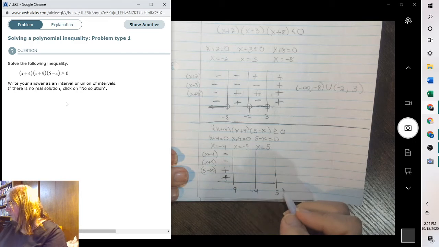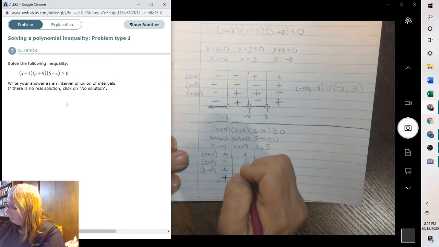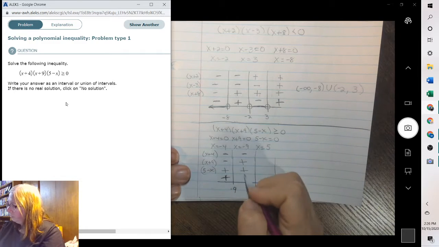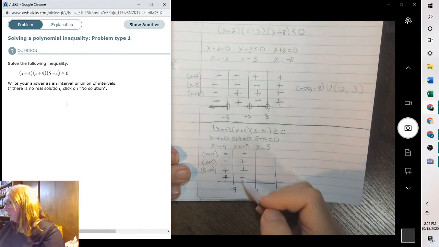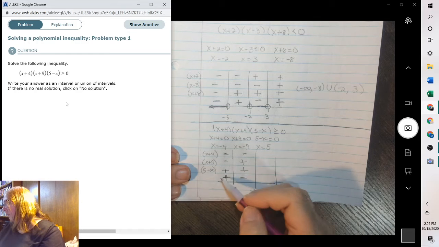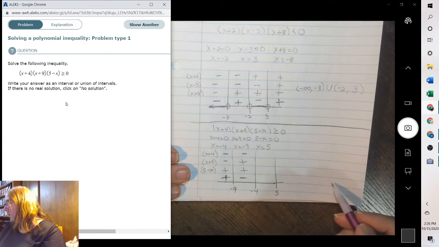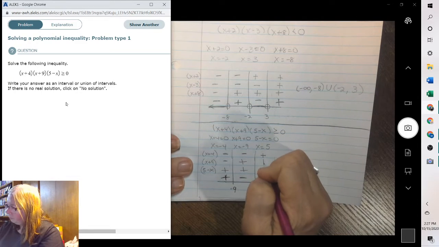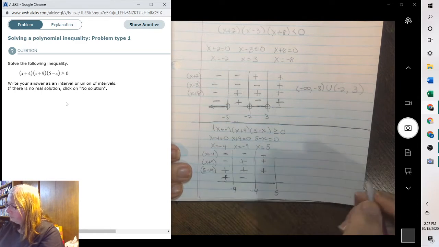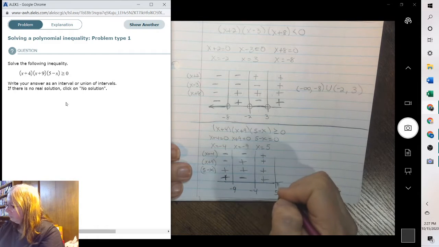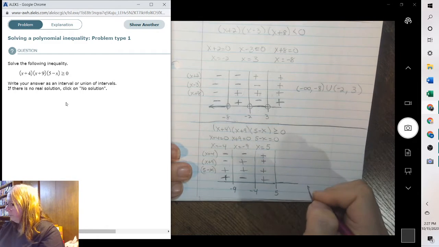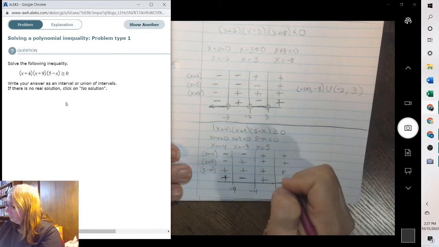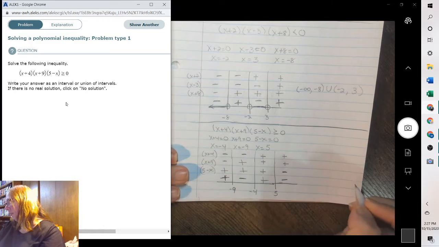Between -9 and 4, we could do -6, negative, a positive, and a positive. Multiplying these, we get a negative. Now, unless there's a double root or an even multiplicity, these should alternate. We can do a 0, we get a positive, and a positive, which gives us a positive. And the last one above 5, 10, positive, positive, negative. Multiplying, we get a negative.